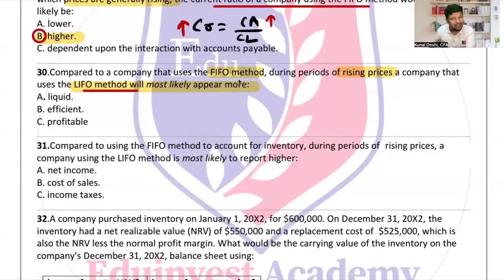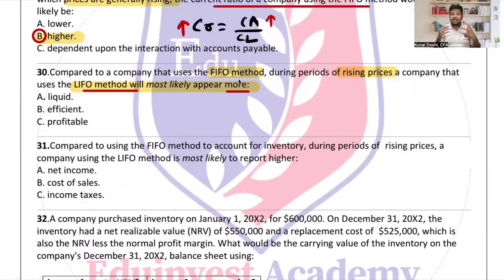First of all, with the LIFO method, COGS will be higher. COGS means cost of goods sold, sorry. So if cost of goods sold is higher, its profitability will be low. Its profitability will not be more, right? Most likely will appear more profitable? No. So C is definitely not the answer for LIFO.